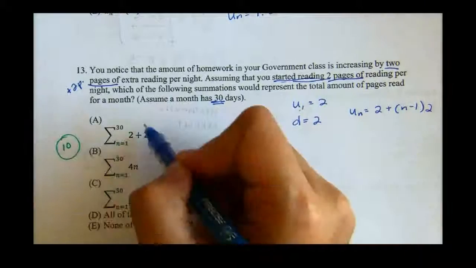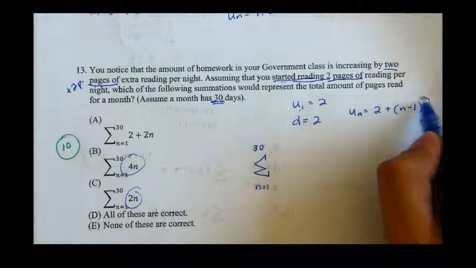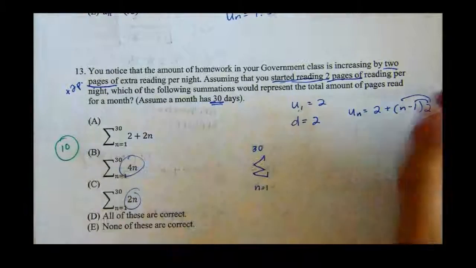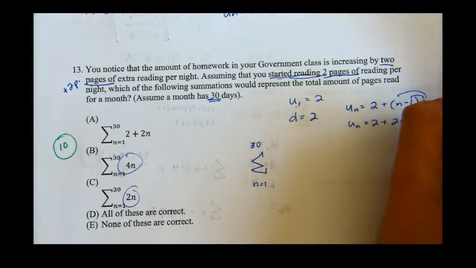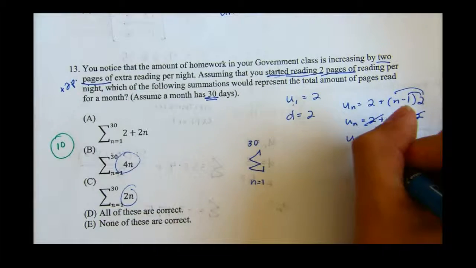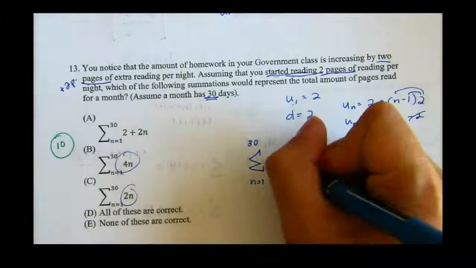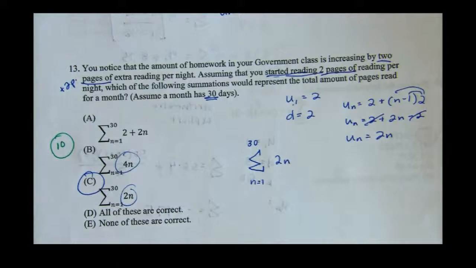Right now, none of these match up, so again, I've got to manipulate that equation. I'm going to multiply in my 2, or distribute it in. So U sub n equals 2 plus 2n minus 2. My 2's are going to cancel out. U sub n equals 2n. So my sequence is just 2n. C is correct.